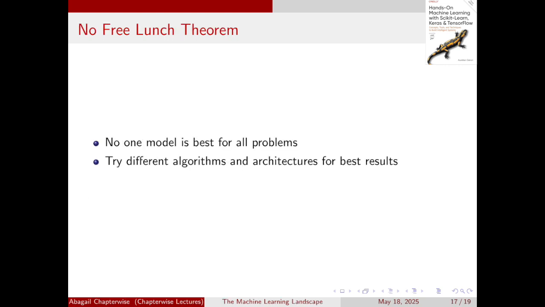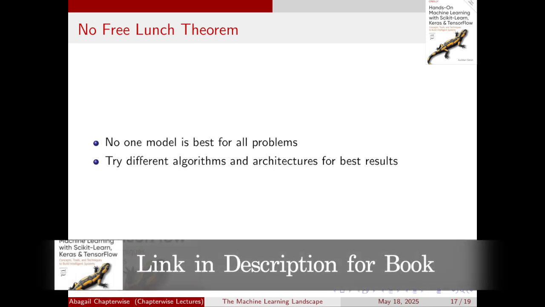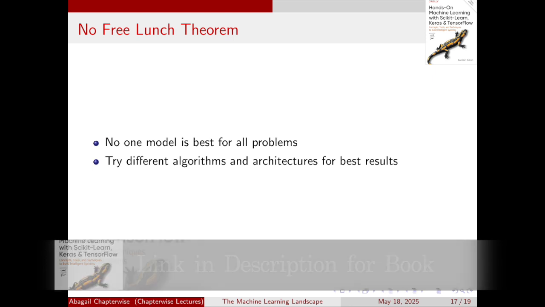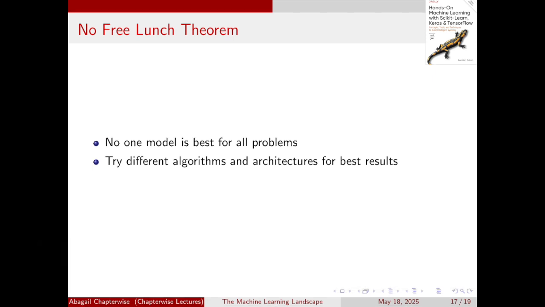And now a humbling truth, the no free lunch theorem. It tells us that no single machine learning model works best for every problem. Just because a neural network works wonders in one domain doesn't mean it will outperform simpler models elsewhere. That's why experimentation and iteration are key. Try different models, understand your data, and tailor your approach to each specific problem.